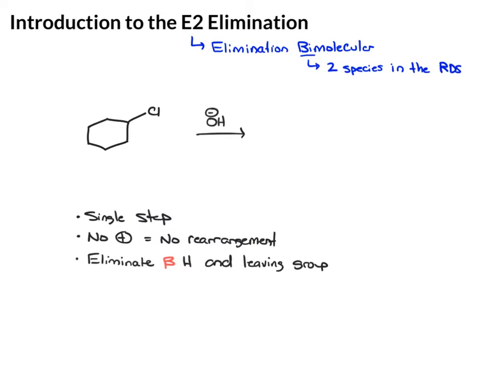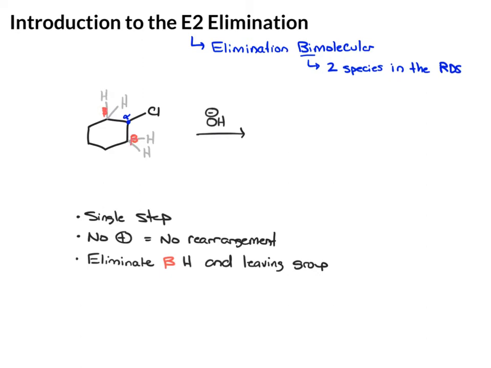So let's look at our example and see what the beta hydrogen is. The chlorine's a leaving group, and it's attached to this carbon here. The carbon the chlorine's attached to we call the alpha carbon. And then any carbons attached to that carbon are called beta carbons. So we have a beta carbon here and a beta carbon here. Then hydrogens on that beta carbon, those are beta hydrogens. So this has two beta hydrogens, this has two beta hydrogens.